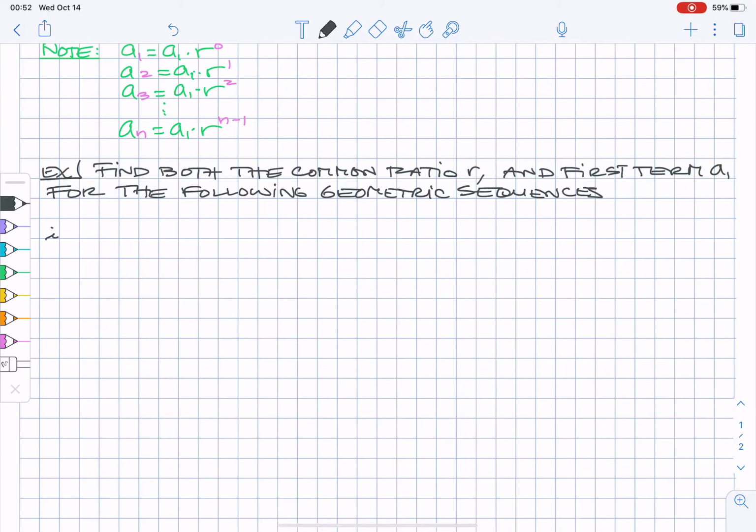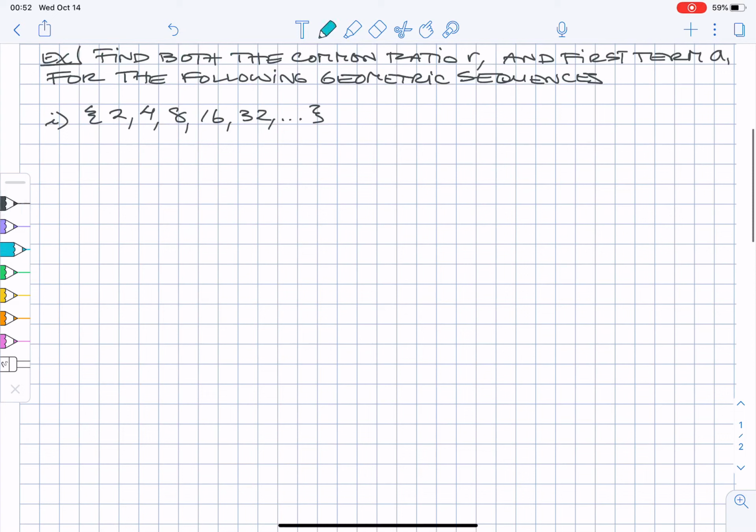Okay, so number 1, let's say we have 2, 4, 8, 16, 32, etc. So I claim that a sub 1 is 2, a sub 2 is 4, a sub 3 is 8, and a sub 4 is 16, etc.